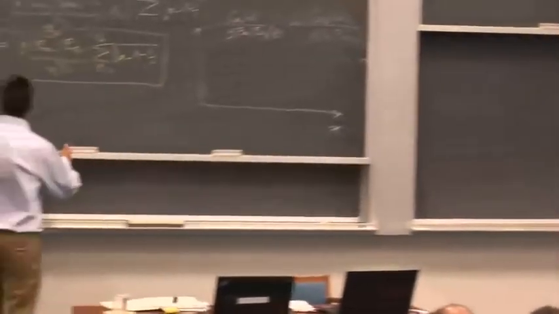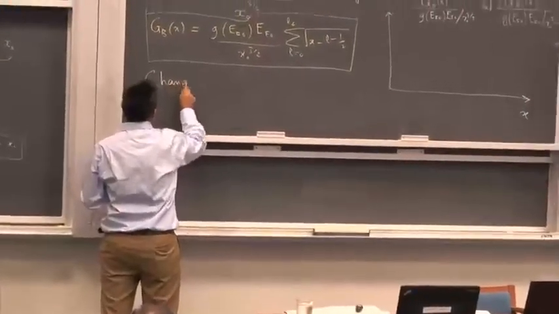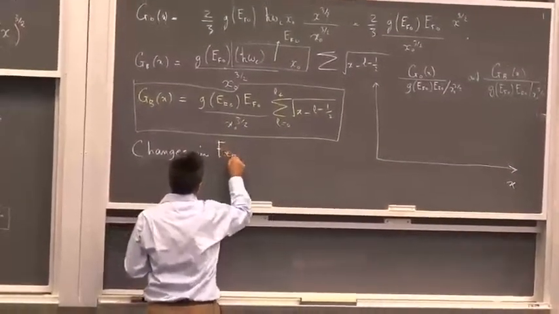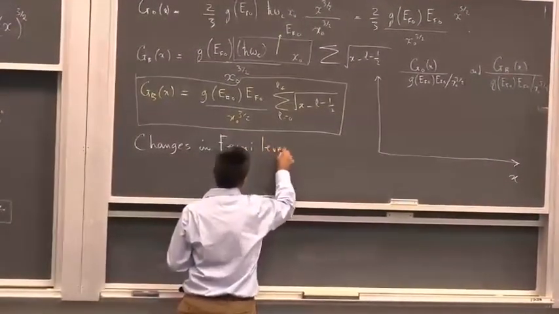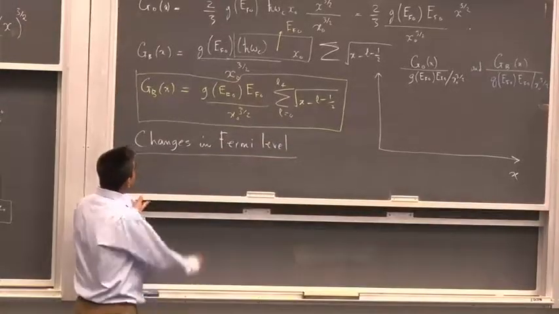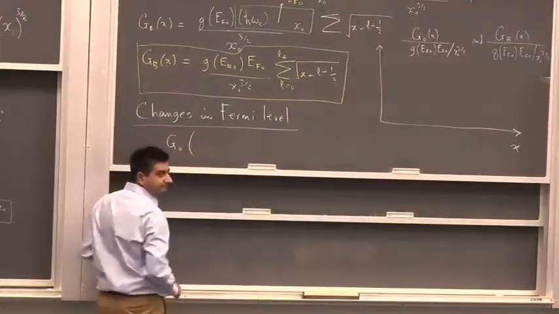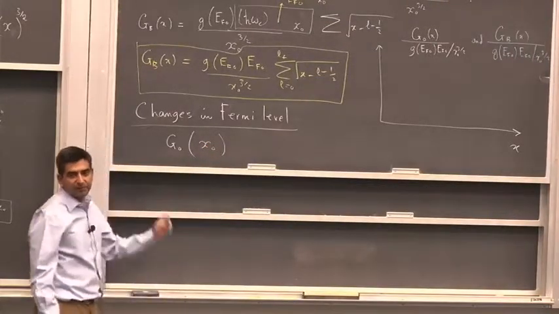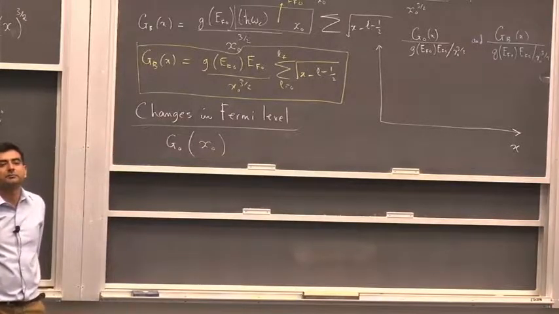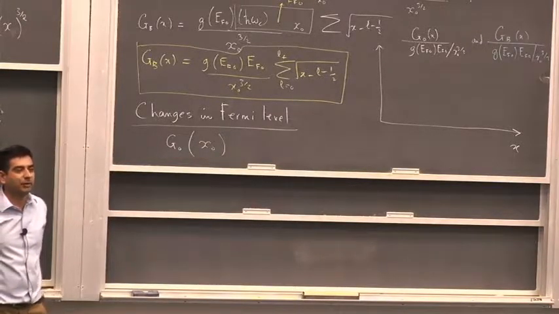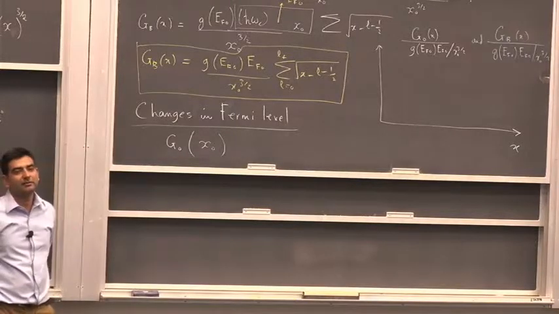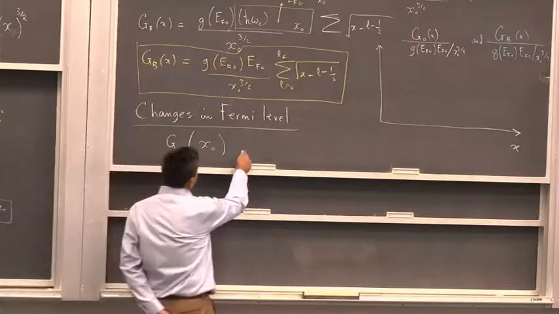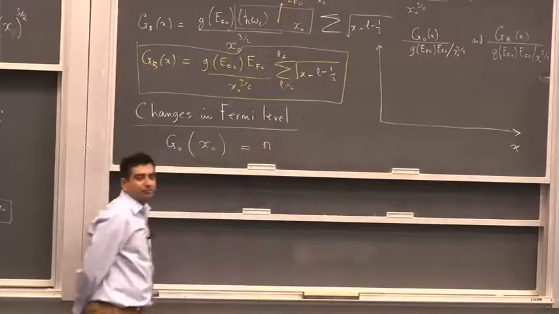So now what we are interested in finding out is how does the Fermi level change with the application of a magnetic field. Now we know that if we take G naught at x naught, what should this be equal to? What is the integrated density of states up to the Fermi level? This should be equal to N, the number of electrons per unit volume.